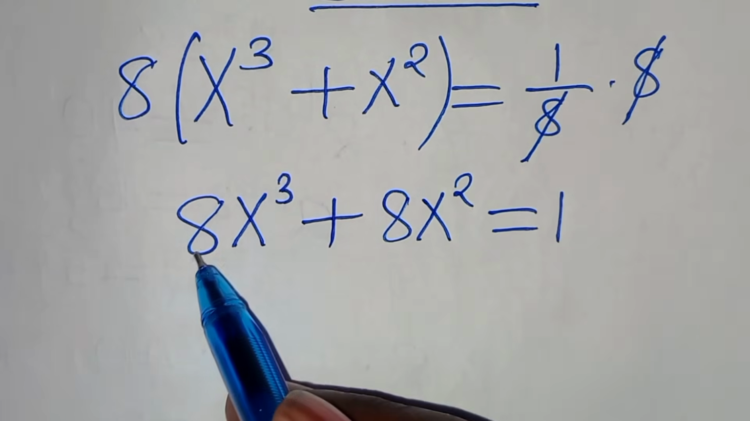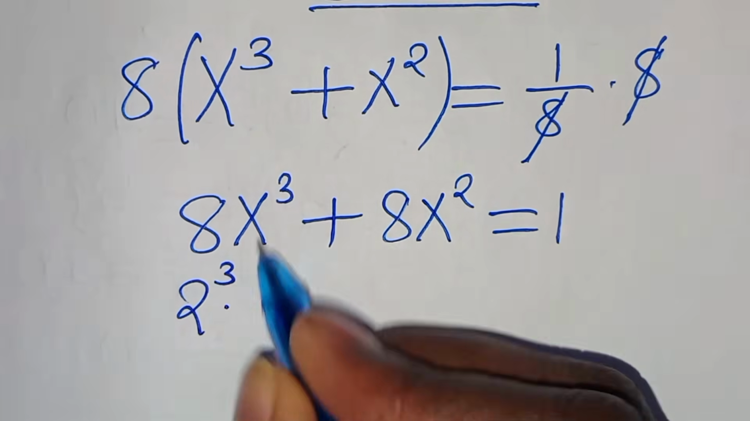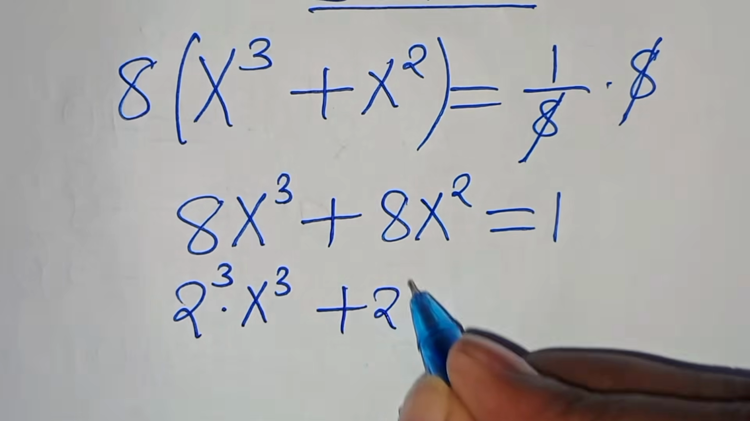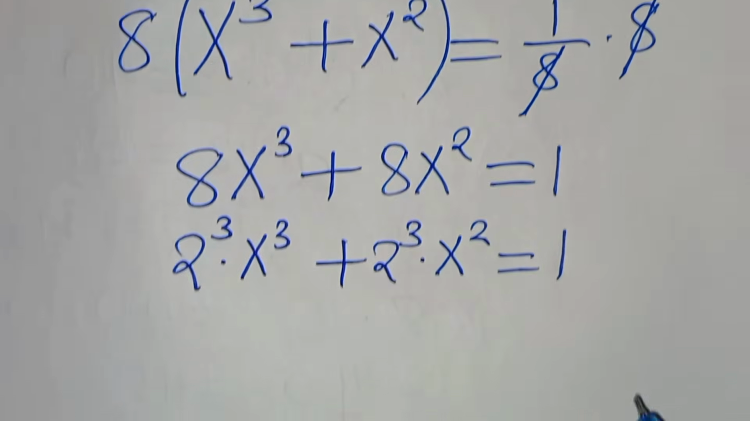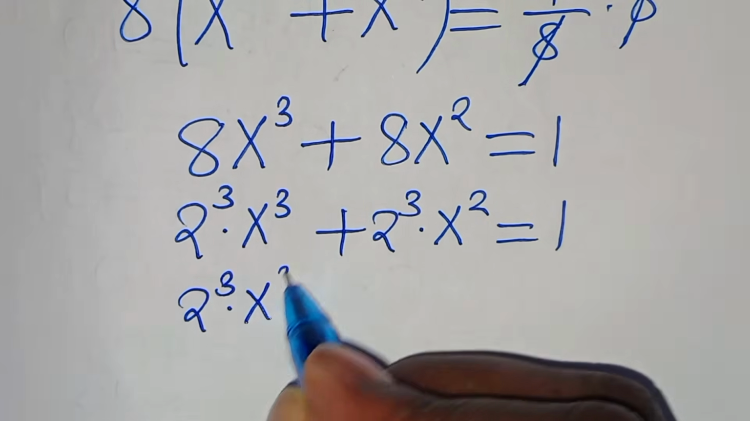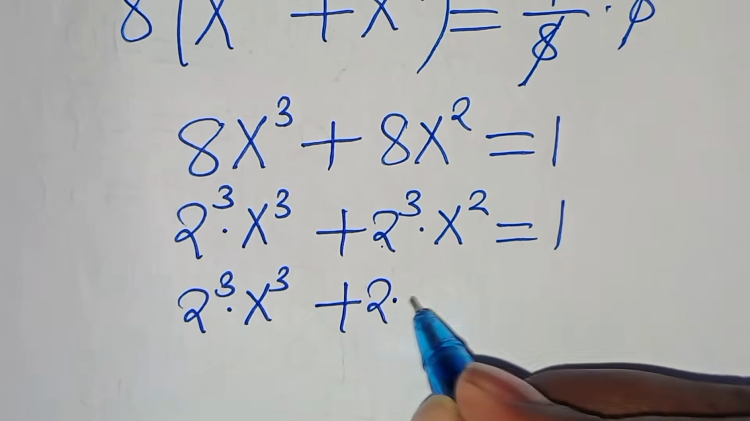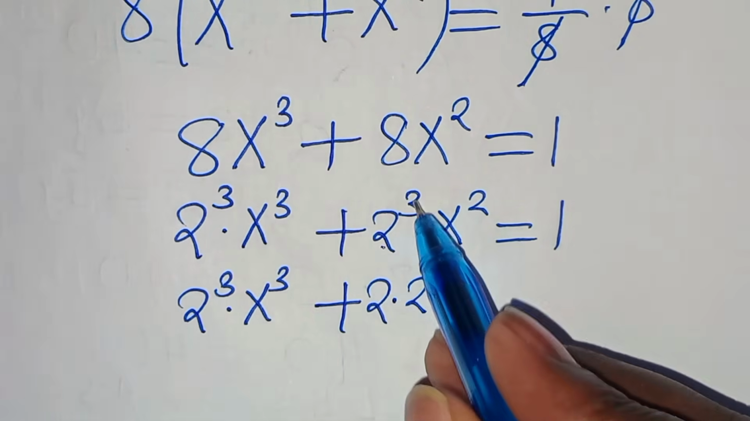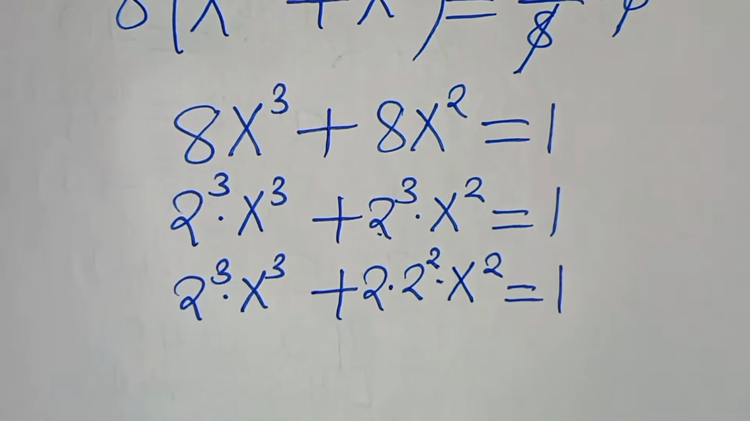Now we can express 8x to the power of 3 as 8 is the same thing as 2 to the power of 3 multiplied by x to the power of 3. Then plus 8 is 2 to the power of 3 multiplied by x to the power of 2. This is equal to 1. Now we have 2 to the power of 3 multiplied by x to the power of 3. Then plus, we can express 2 to the power of 3 as 2 multiplied by 2 to the power of 2. 2 times 2 to the power of 2 is the same thing as 2 to the power of 3, then multiplied by x to the power of 2. This is equal to 1.